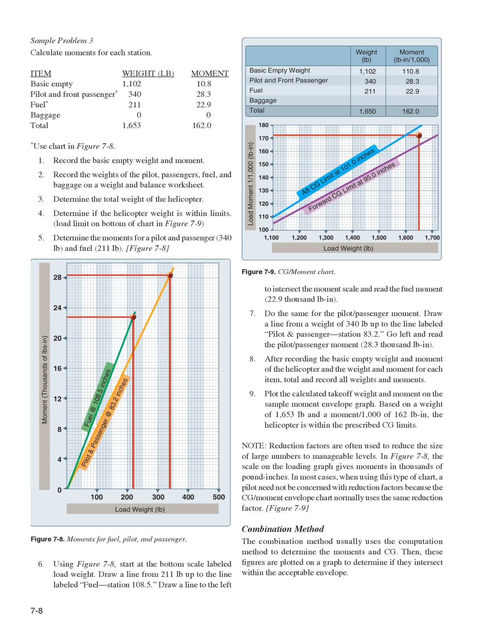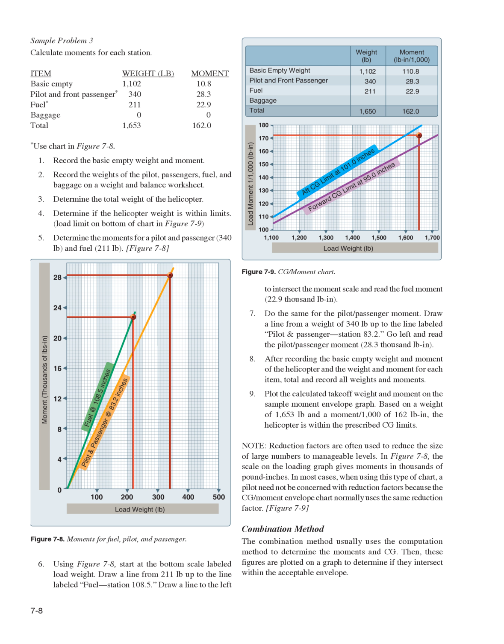Note: reduction factors are often used to reduce the size of large numbers to manageable levels. In Figure 7.8, the scale on the loading graph gives moments in thousands of pound-inches. In most cases, when using this type of chart, a pilot need not be concerned with reduction factors because the CG/moment envelope chart normally uses the same reduction factor.